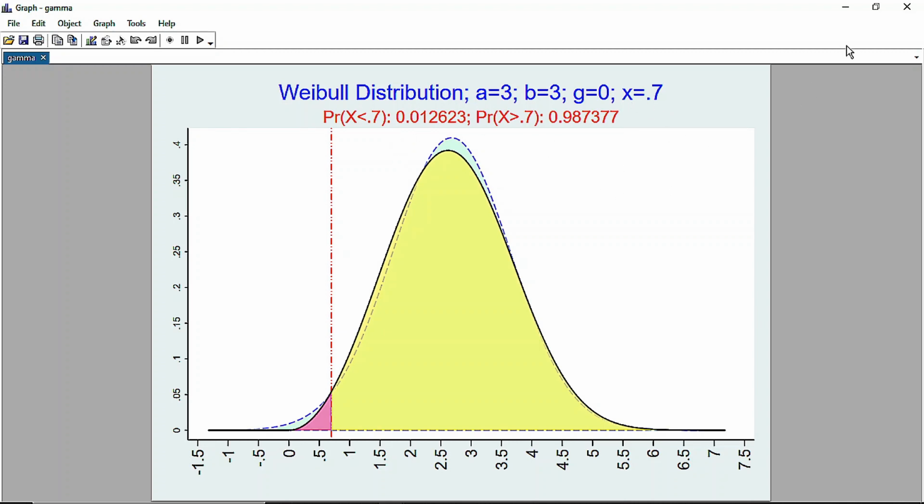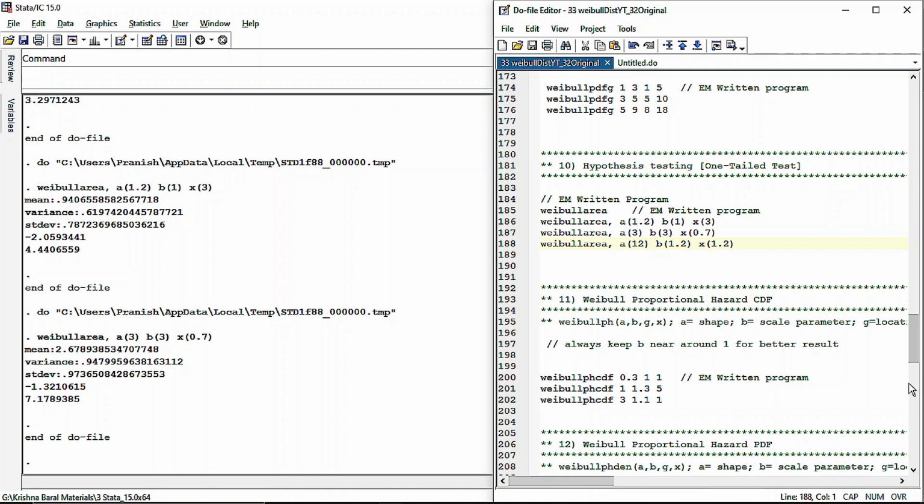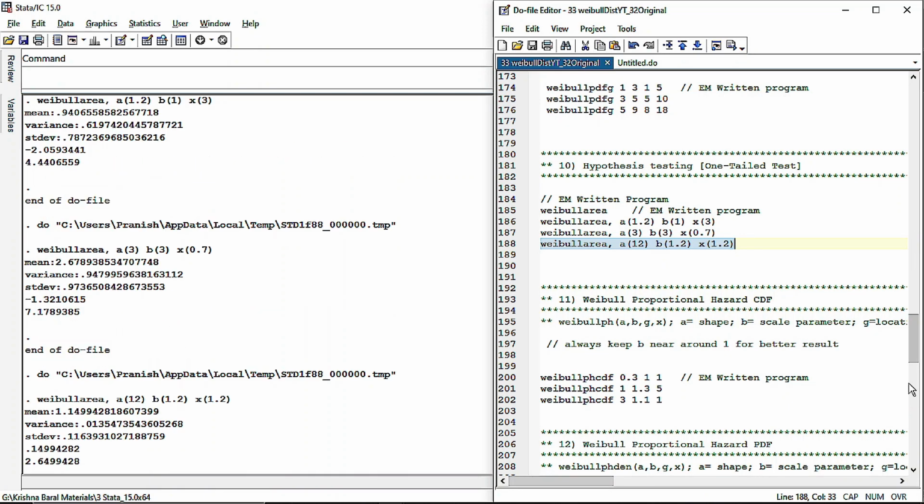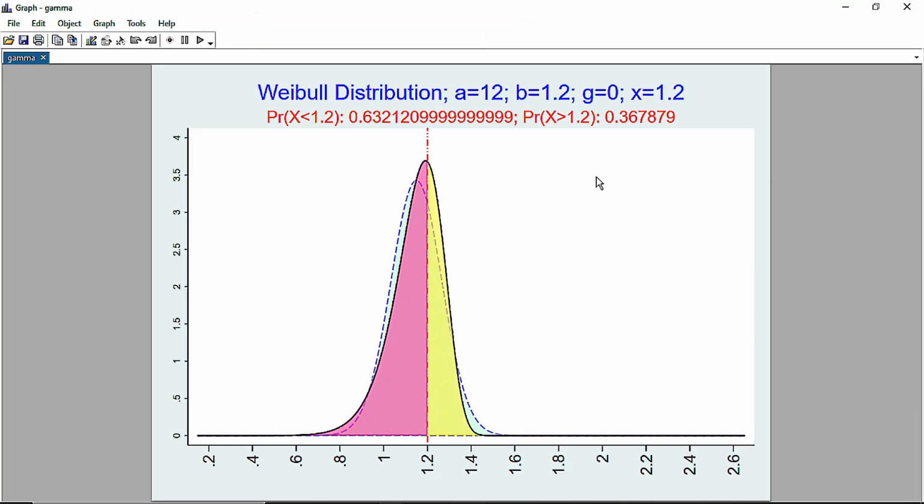It is that simple. Now let us see one last example. If a process follows a Weibull distribution with the shape parameter 12 and scale parameter 1.2, and we want to test a one tail test whether x is equal to 1.2. This is the graphical depiction. Our null hypothesis, x is equal to 1.2, and we have the alternative hypothesis, left tail test, x is less than 1.2, and our right tail test, x is greater than 1.2.